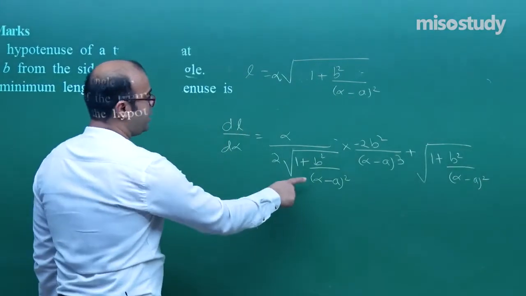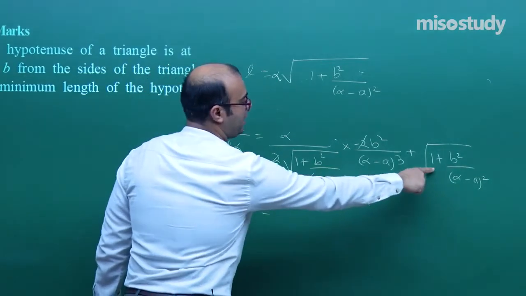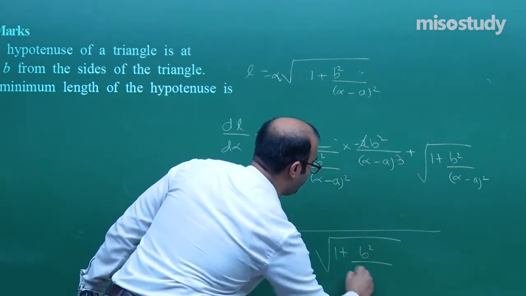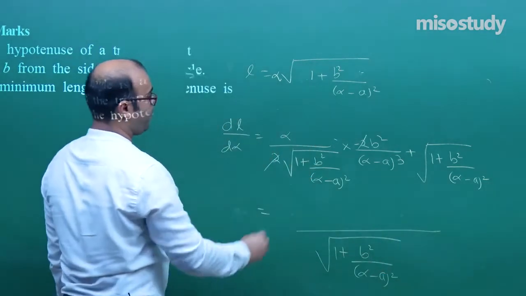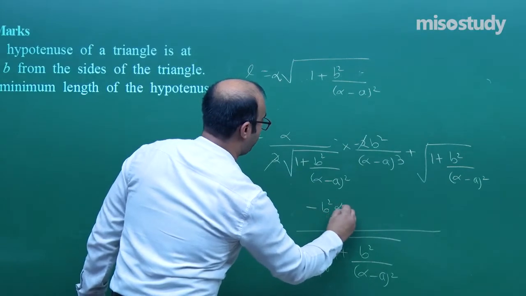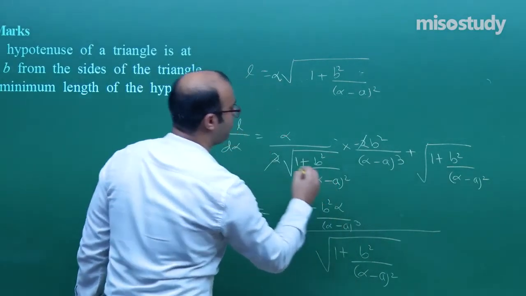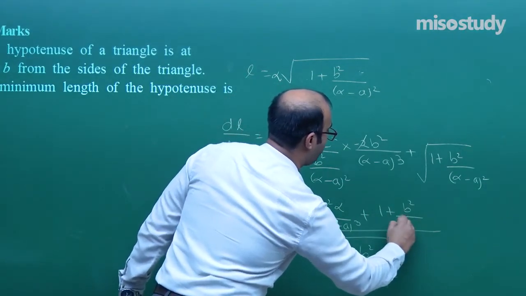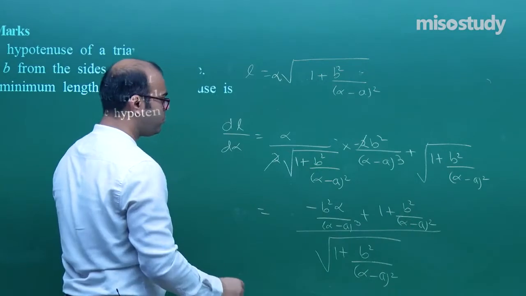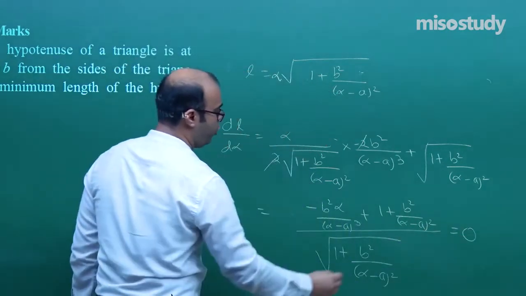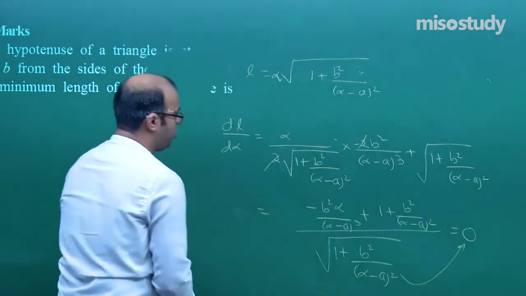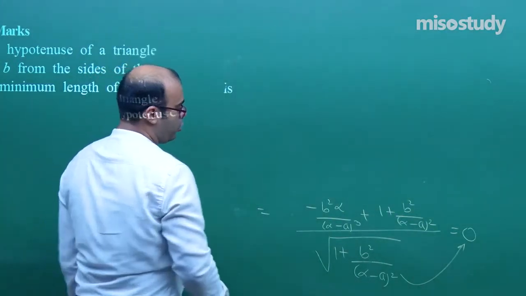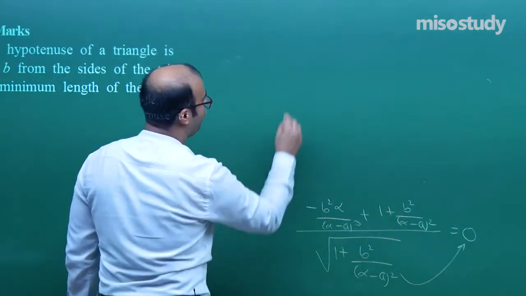Okay, this 2 is cancelling. Let us multiply this with this. This will come as the LCM, root over 1 plus b square by alpha minus a whole square, and this will become minus b square alpha by alpha minus a whole cube. When this is multiplied with this, this will become 1 plus b square by alpha minus a whole square. We did one thing, we equated it to 0. This went there and this became 0. In the next step, we have to simplify it. So what we take, this is 0, alpha minus a whole cube as the LCM.